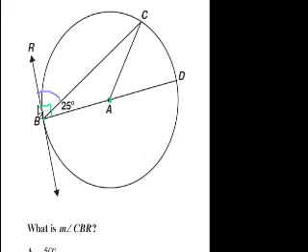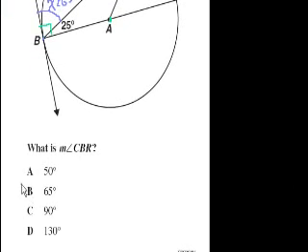Well, I kind of did it inadvertently. We know that when a line is tangent to a circle, it's perpendicular to the radius at that point. So this whole angle is 90 degrees. So the angle that we're trying to figure out, let's call that x, that's the complement to 25, right? x plus 25 is equal to 90. Subtract 25 from both sides, x is equal to 65 degrees. And that is choice B.